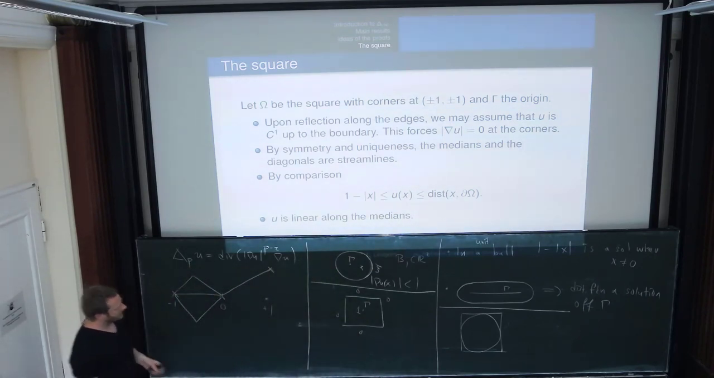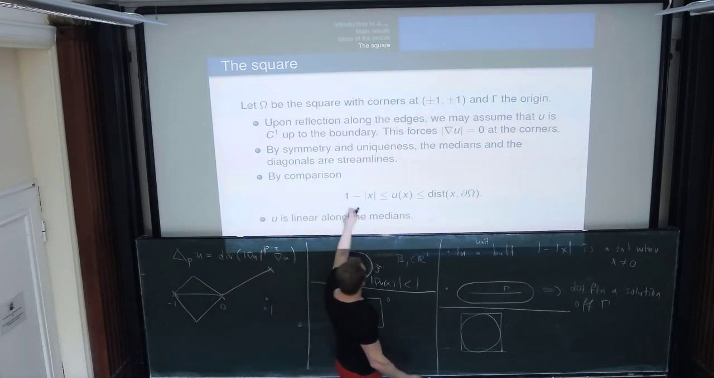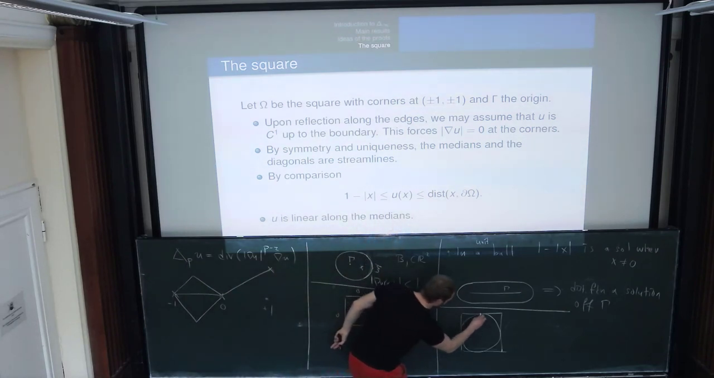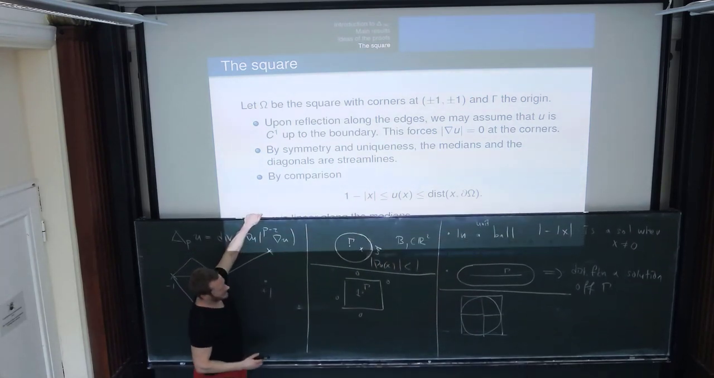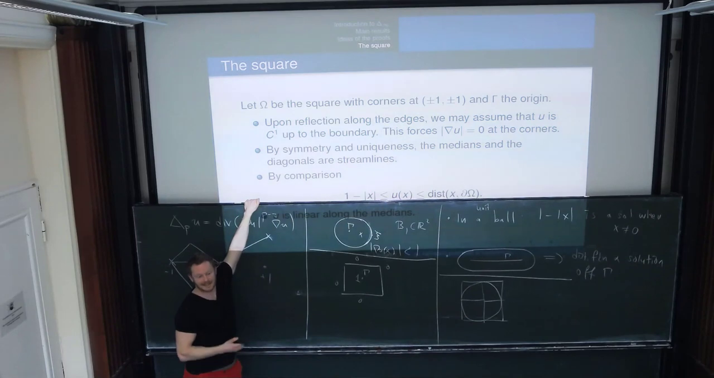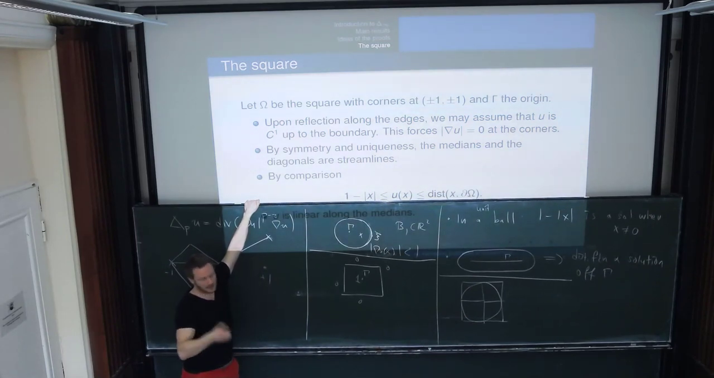So this means, in fact, since these two functions coincide here, here, here, and here, we know on the medians these two functions, and thus these three functions, will coincide. So we know what it looks like on the median.